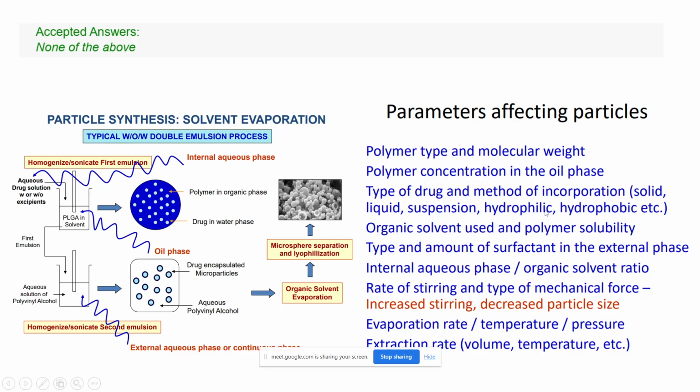And all these parameters that were mentioned above, polymer type and molecular weight, polymer concentration in the oil phase, type of drug and method of incorporation, organic solvent used and polymer solubility, type and amount of surfactant in the external phase, internal aqueous phase or organic solvent ratio, rate of stirring and type of mechanical force, evaporation rate, temperature, pressure, extraction rate, all these parameters will affect formation of these particles.